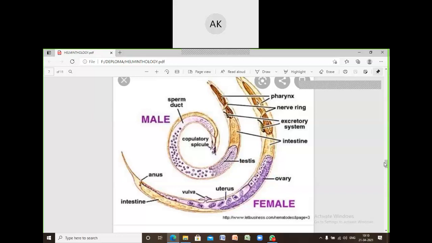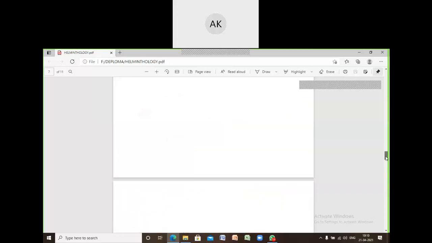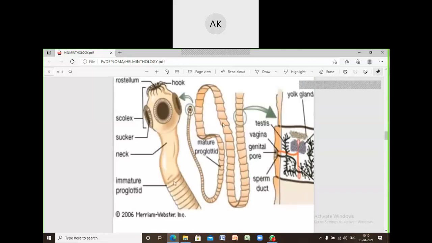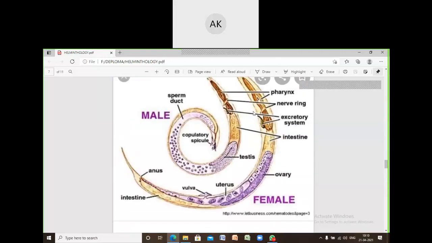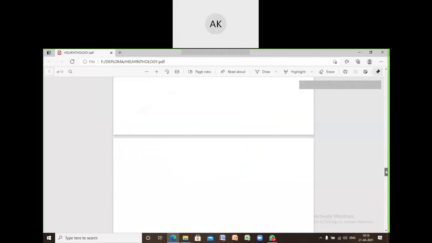This is elongated and round in shape, but here they are segmented and flat in shape, and both the sexes are present. But in case of nematohelminths, they are round and the male is different and the female is different. And always know that male nematohelminths are always shorter than female. Understood? Understood till that? Yes.